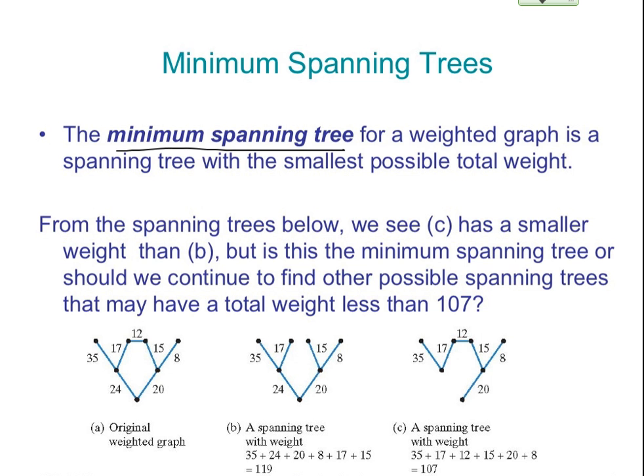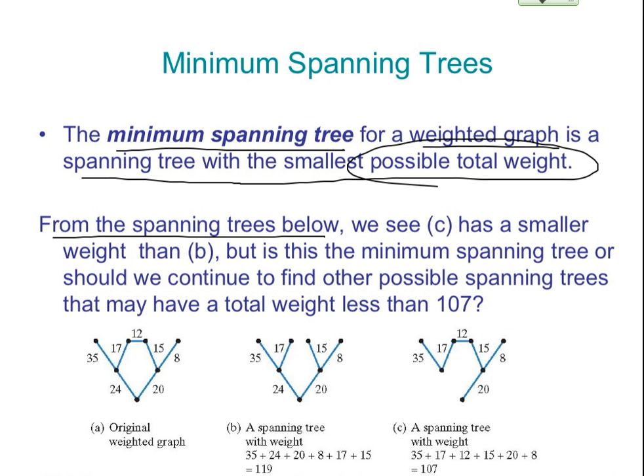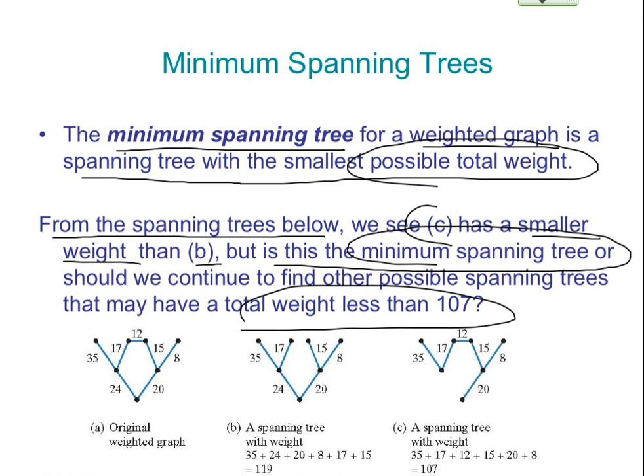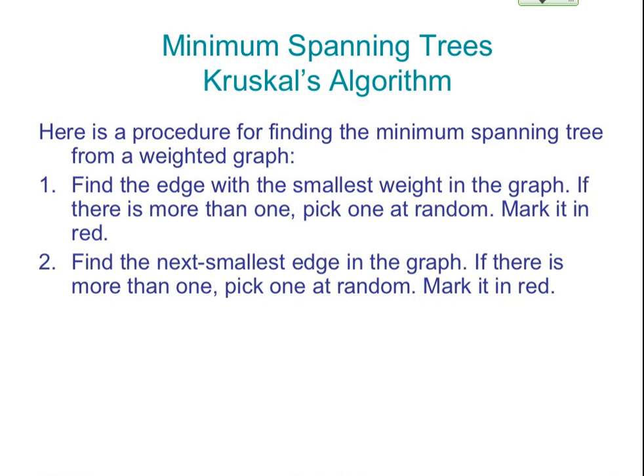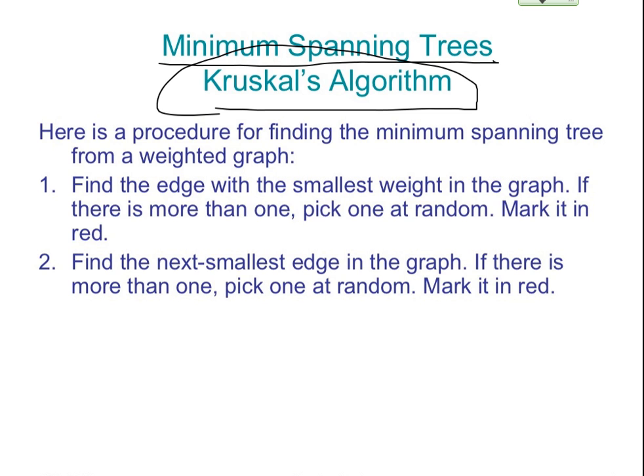A minimum spanning tree for a weighted graph is a spanning tree with the smallest possible total weight. From the spanning trees below, C has a smaller weight than B, but is this the minimum spanning tree, or do we have to try more spanning trees to figure out which one is the smallest? There is a way of finding minimum spanning trees using what we call Kruskal's algorithm.